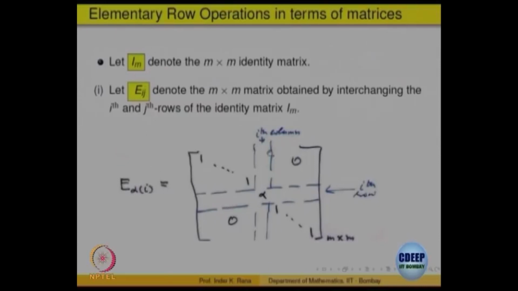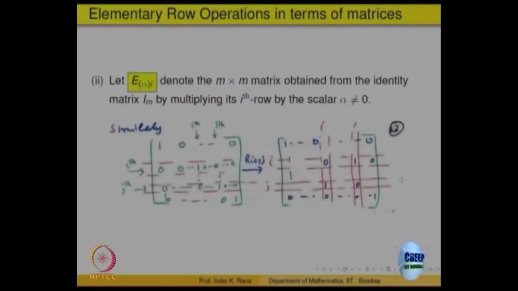Or if you want to multiply the ith row by a scalar alpha, then take the identity matrix, multiply its ith row by alpha, and you will get the matrix E alpha I. In the ith row, ith column, it was 1 in the identity, now I multiplied it with alpha. So, this is the second type of operation, E alpha I. Similarly, you can do the next one, that is multiplying a row by a scalar and adding it to another row. That also can be done.